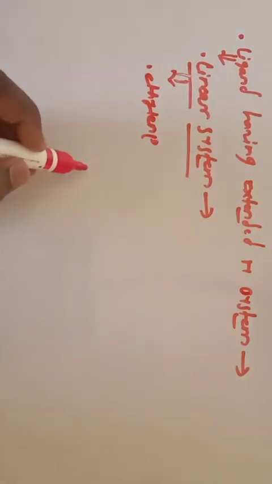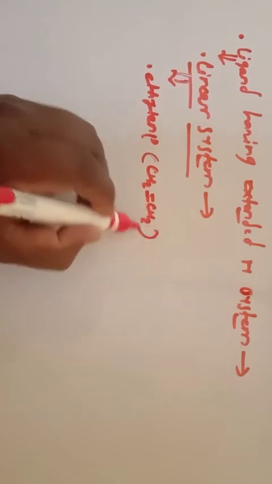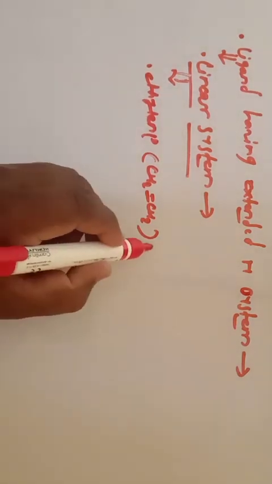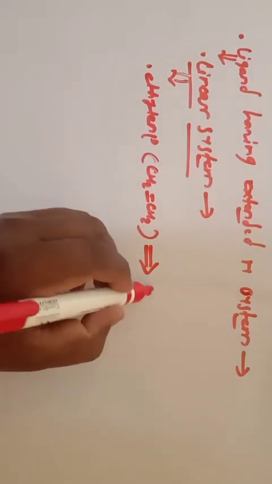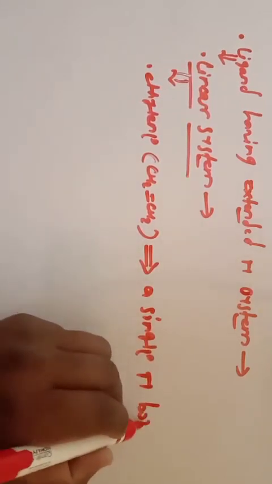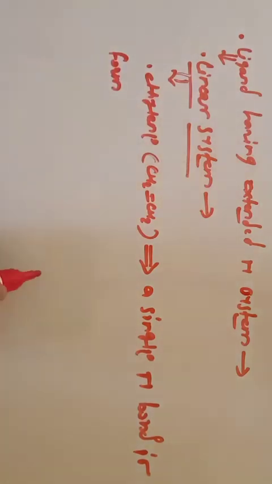We are very much familiar with this ethylene, that is CH2=CH2. A pi bond is formed, and how this pi bond is formed by the overlapping of p orbitals we will discuss in this lecture. If you consider this ethylene molecule, a single pi bond is formed.